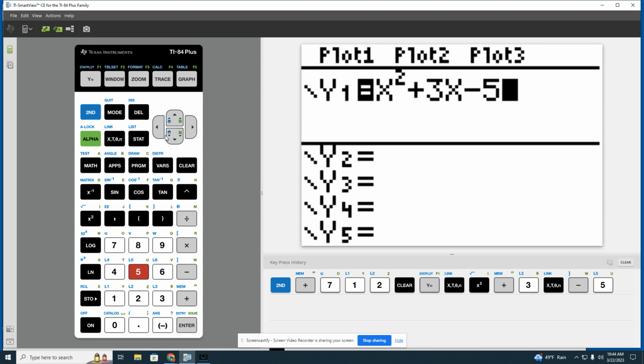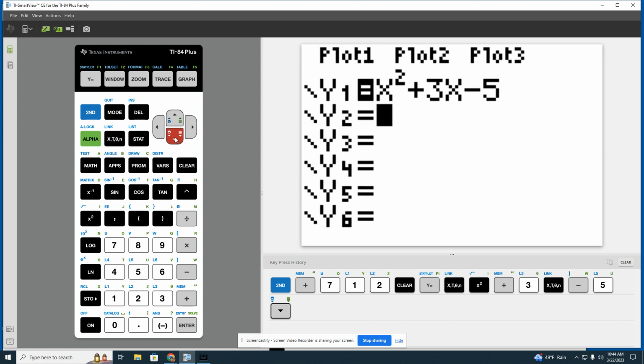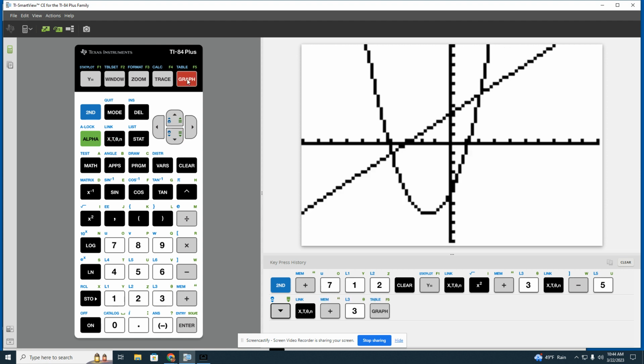And then in y2, and it really doesn't matter which one we put in which one, but in y2, I'm going to put x plus 3. I'm going to graph. And again, what am I looking for? Intersection. I'm looking at the intersection. And how many of them are there for this problem? 2. There's 1, 2. 2 of them.